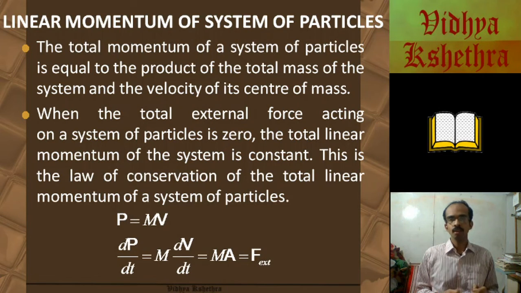That is, P is equal to M v. Now differentiating, we get dP by dt is equal to M dv by dt. That is, M a is equal to F external. And when F external is equal to 0, we get dP by dt is equal to 0. It proves that P, which is momentum, will be a constant, since the differential of a constant is always 0.